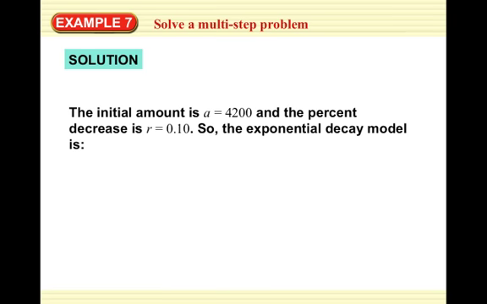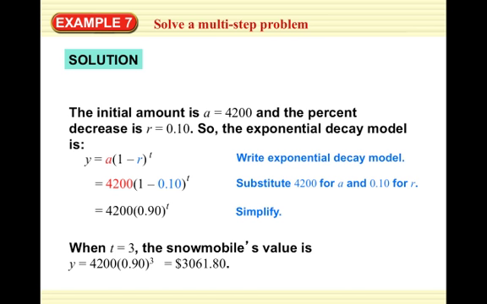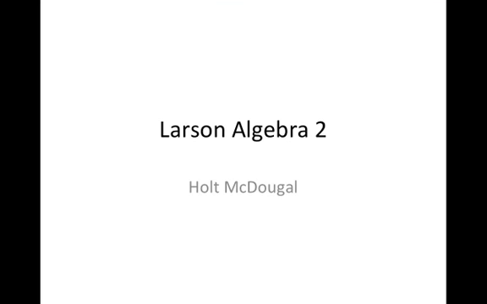Okay, so first we want the model. So the initial amount is $4,200 and the percent decrease is 0.10. So when we plug those in, we get 4,200 times (1 minus 0.1) to the t power. So we can simplify that a little bit to get y equals 4,200 times 0.9 to the t power. That is our model. Now, to find the value after 3 years, you just plug in 3 for t, and you get $3,061.80.